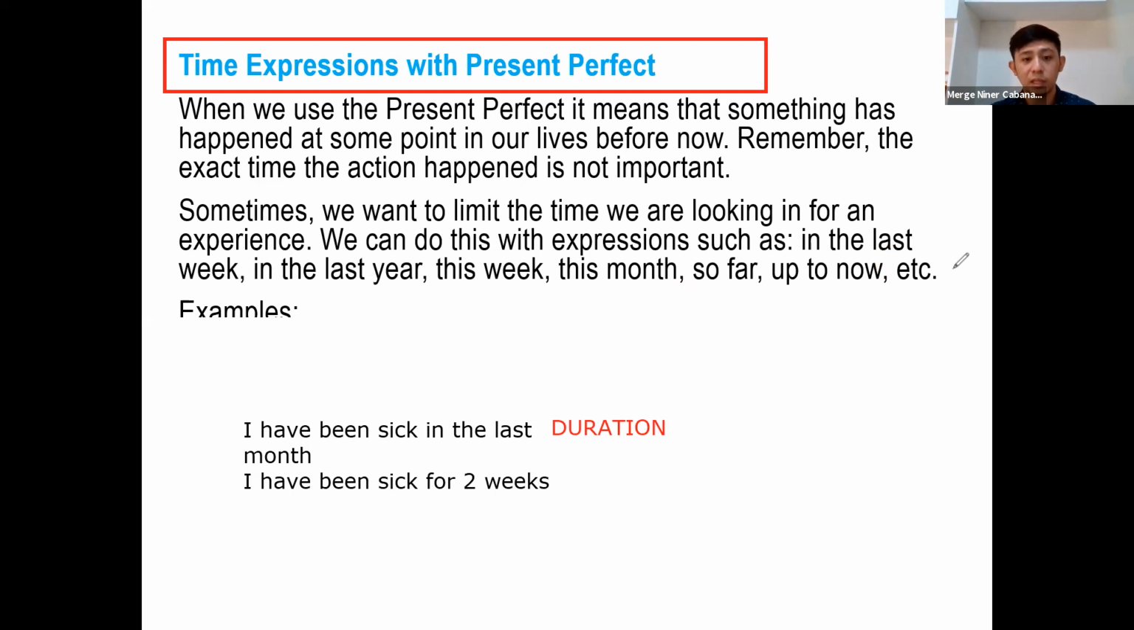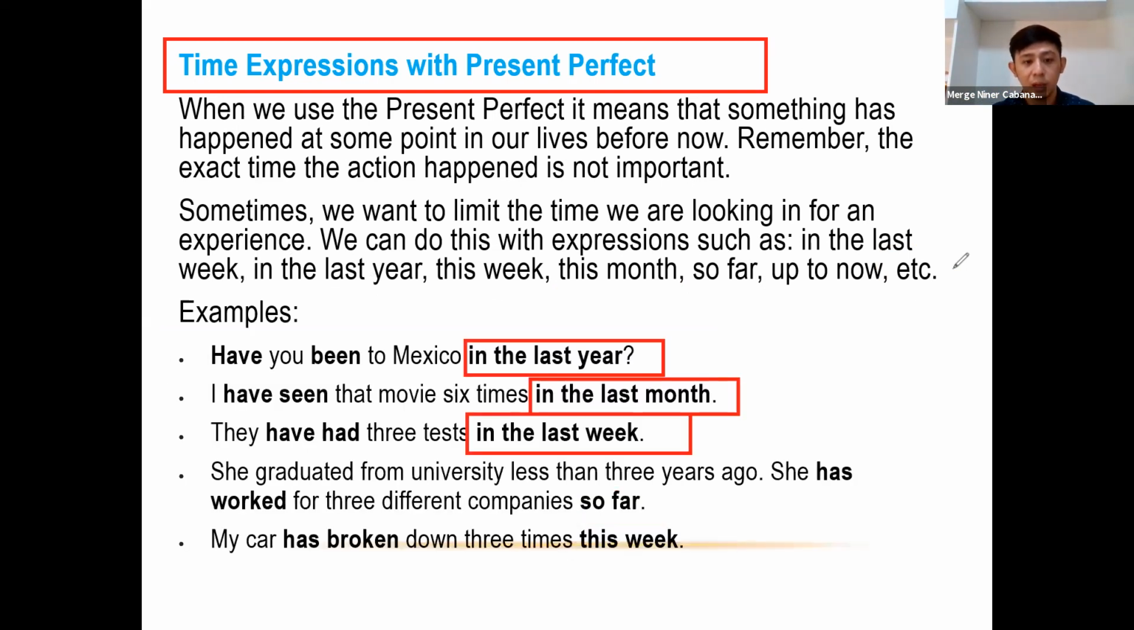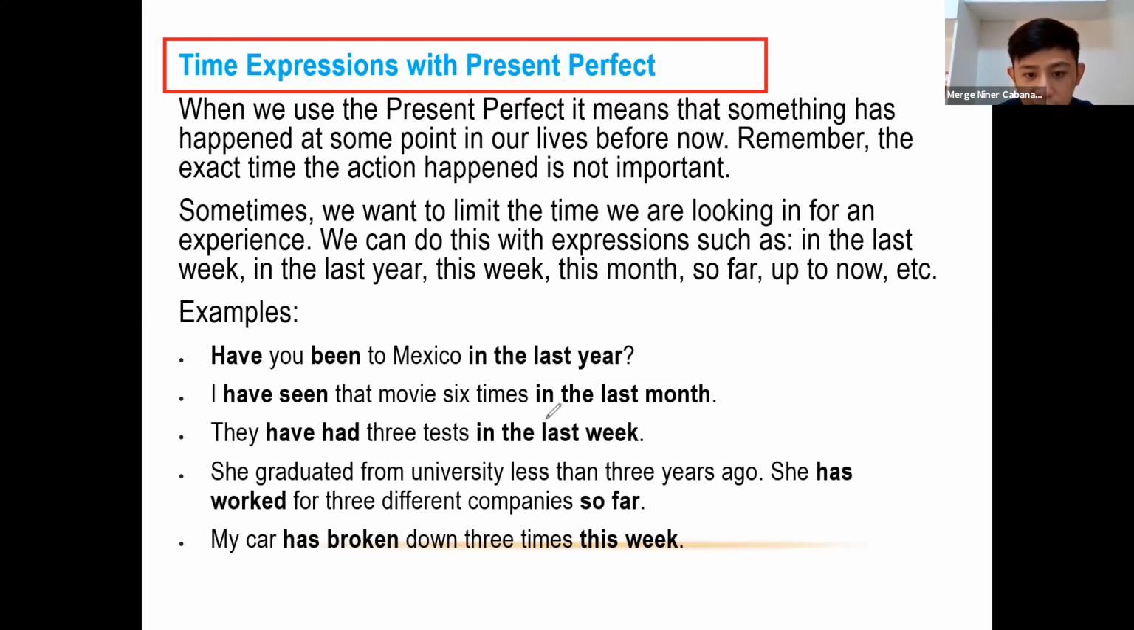So take a look at some of our samples. All right. I have seen that movie 6 times in the last month. So when I say I have seen that movie 6 times, it could be you have seen that movie 6 times starting last month. And they have had 3 tests in the last week. Not just for the past year, but 3 tests just for last week alone, the span of that. But I didn't mention whether the first quiz was on Monday, and then the other would be on Tuesday or on Wednesday.